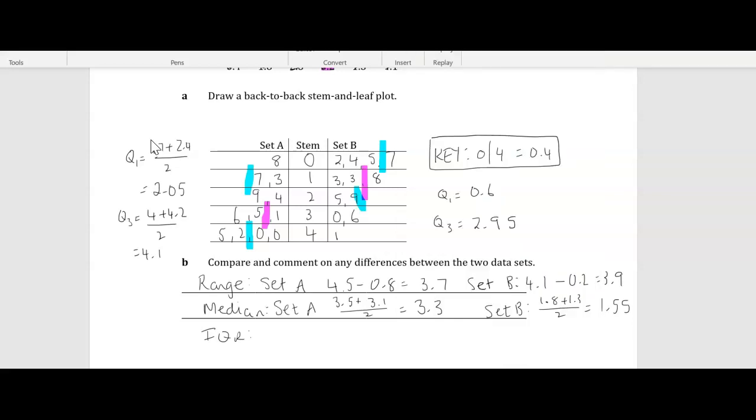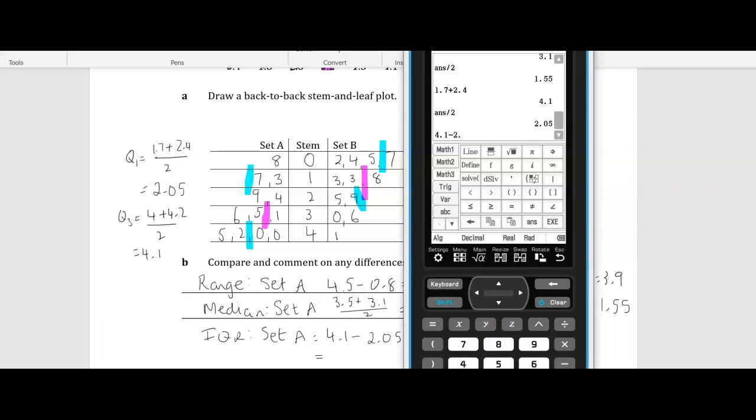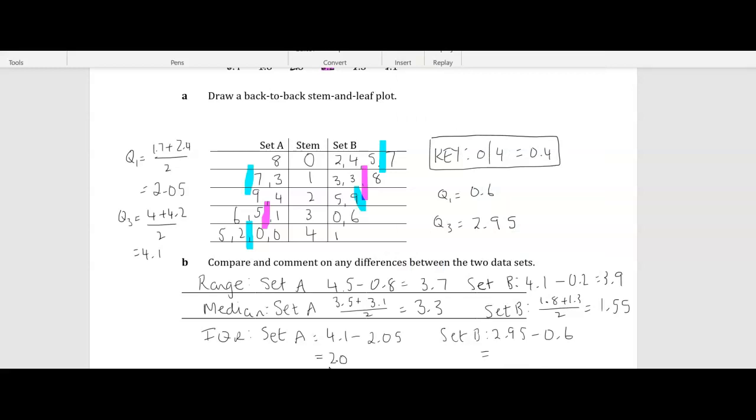All right, so your interquartile range for set A is just your upper quartile, 4.1 minus 2.05. And then we'll do set B. And then I'll do it all on the calculator. Set B, your upper quartile is 2.95 minus 0.6. Oh, I can probably do that without the calculator.